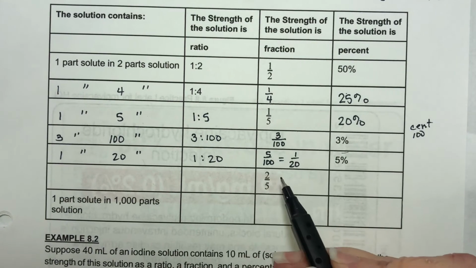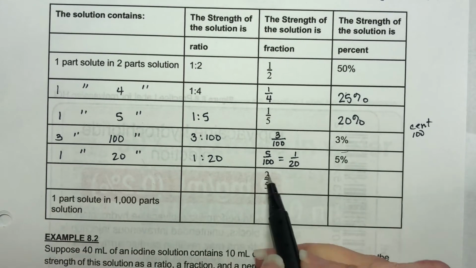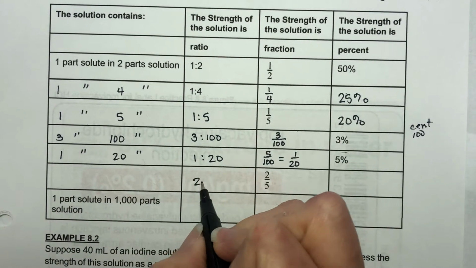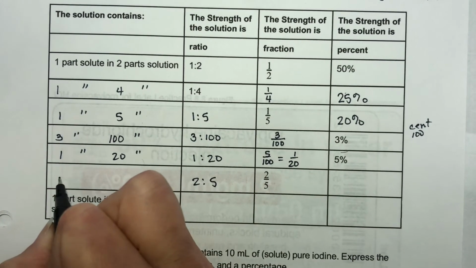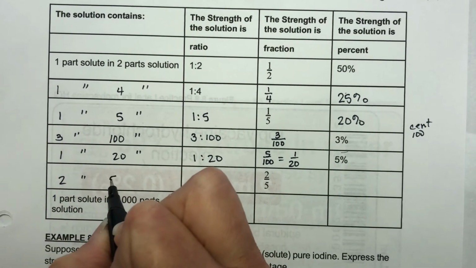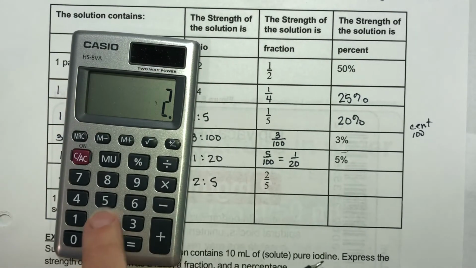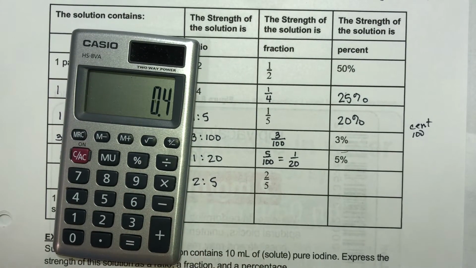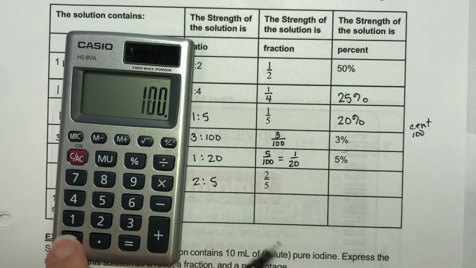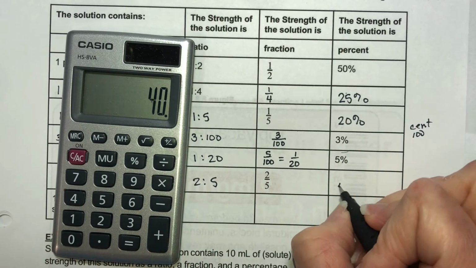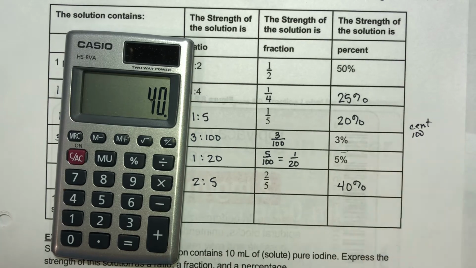So we have 2/5. Let's go this direction. That's easy. We get to use the same numbers. So this is 2 to 5, 2 parts solute to 5 parts solution. 2 divided by 5 is 0.4, multiply by 100, and this is a 40% solution.